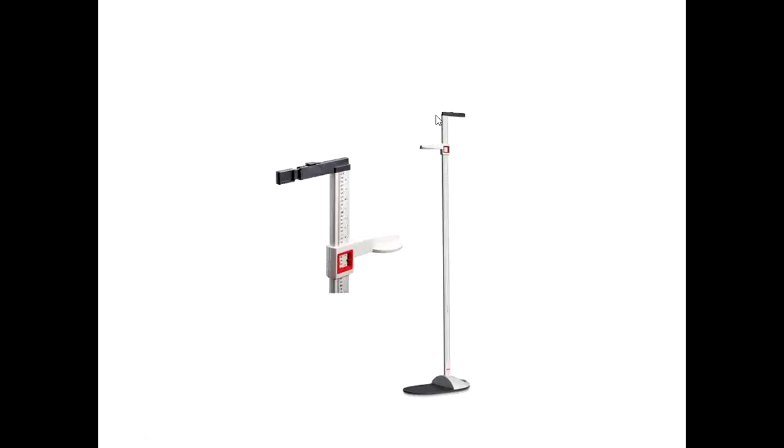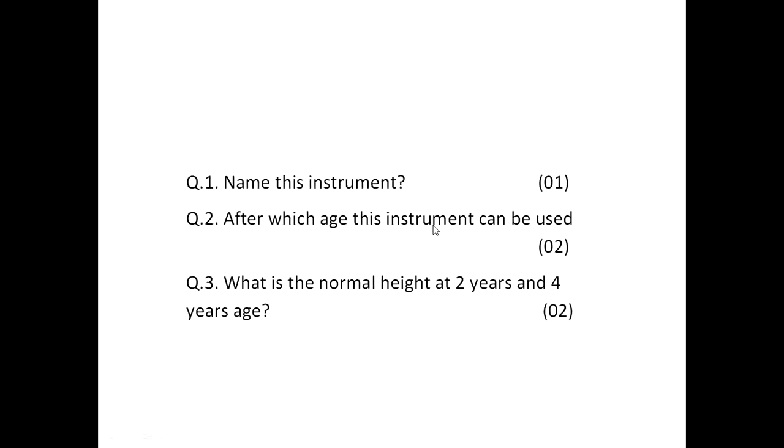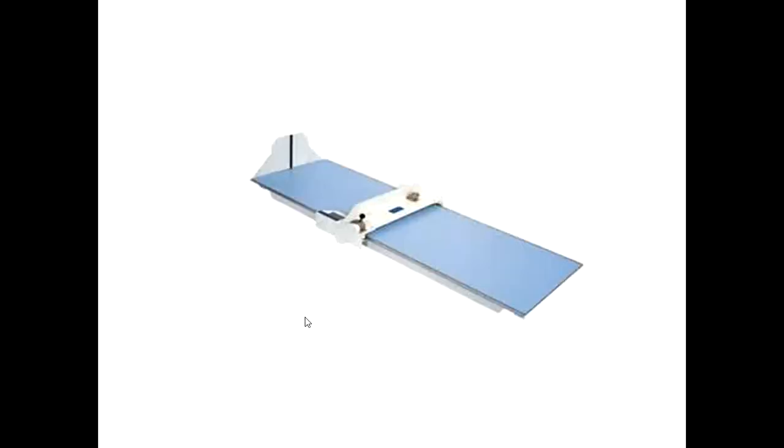This is the instrument called Stereometer, and it can be used after 2 years of age. What is normal height at 2 years and 4 years of age? So 2 years, 85 centimeter, and 4 years 100 centimeter respectively.